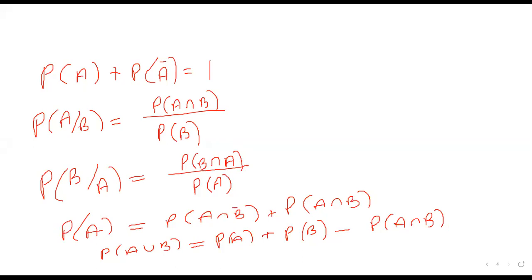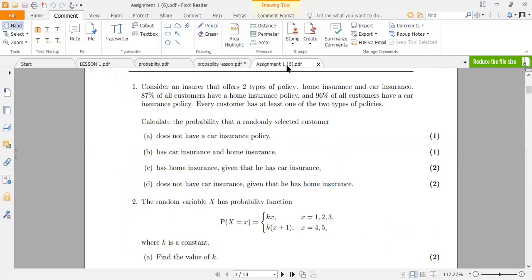Okay. Now we're going to look at this question. Expect this question in your exam, in your test. You just change the figures. These are the questions that usually come. Consider an insurer that offers two types of policies, home and car insurance. We are told that 80% of all customers have a home insurance policy, and 96% of all customers have a car policy. Every customer has at least one of the two types.